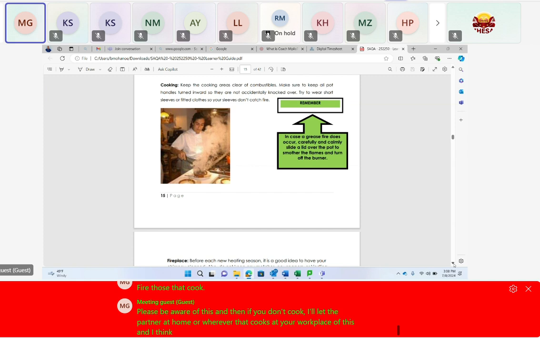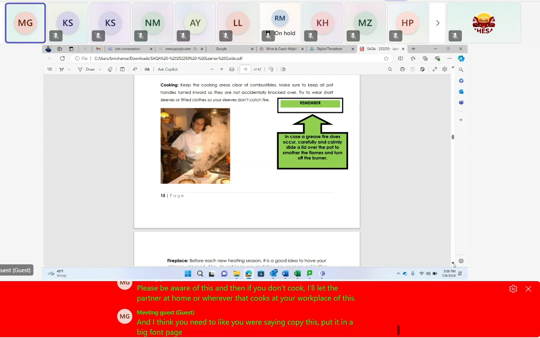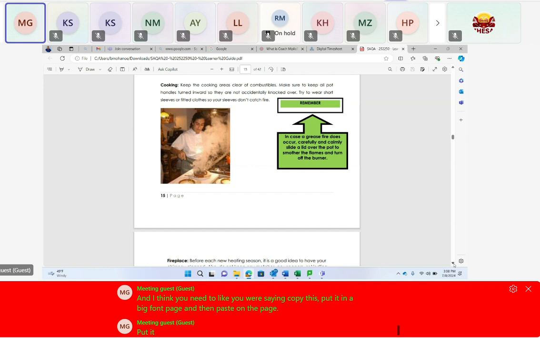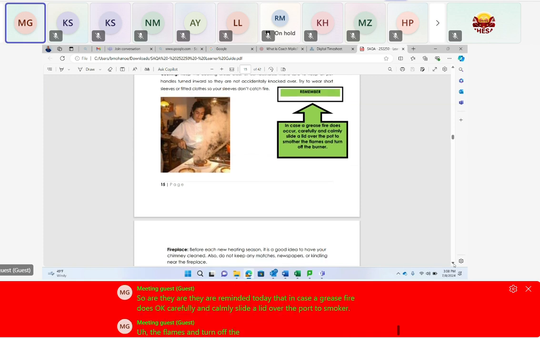And I think you need to, like I was saying, copy this, put it in a big font on a page, and then paste it on the wall of the kitchen, so that they are reminded that in case a grease fire does occur, carefully and calmly slide a lid over the pot to smother the flames and turn off the burner.